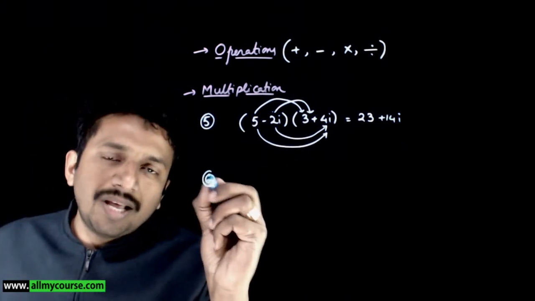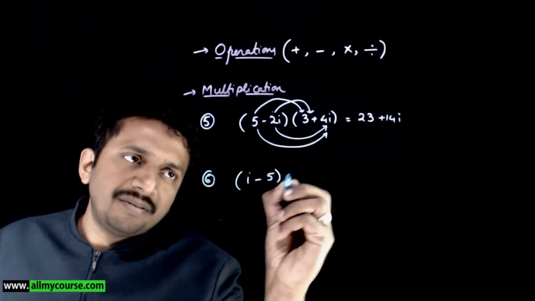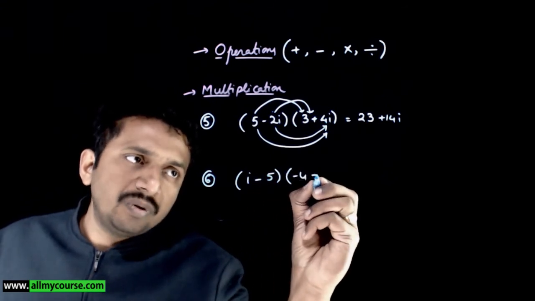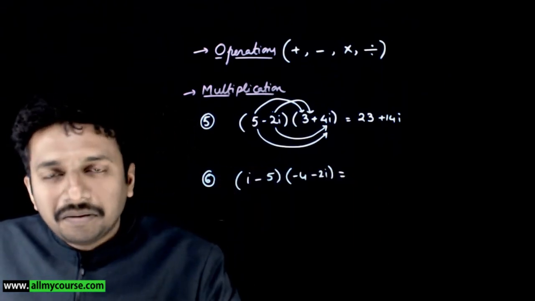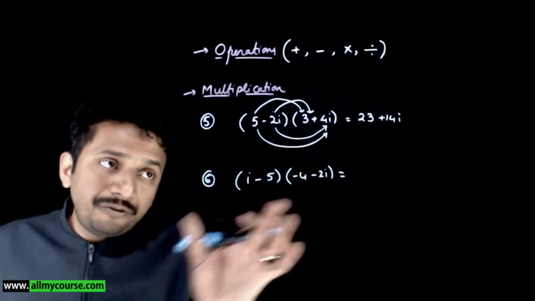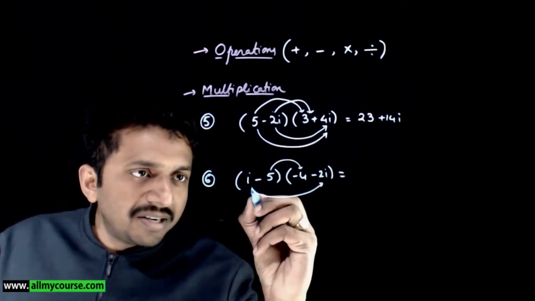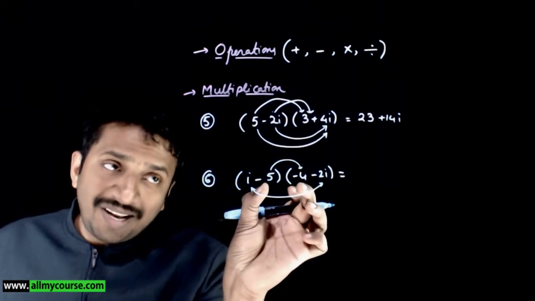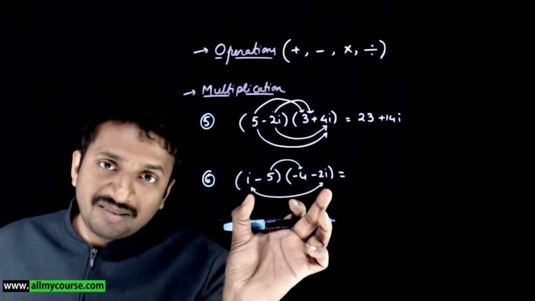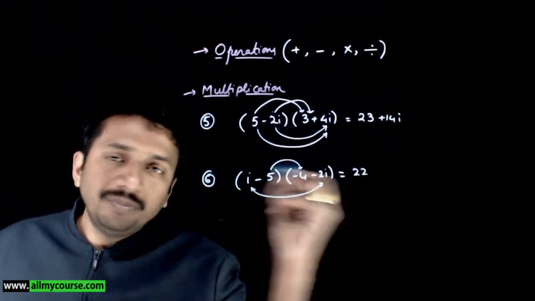So let us do another example in this process. i minus 5 times minus 4 minus 2i. So that is equal to, now if you want the real part of this, multiply real with real and imaginary with imaginary. So you get the real parts. Minus 5 into minus 4 is 20, minus 2i square is plus 2. So 20 plus 2 is 22.